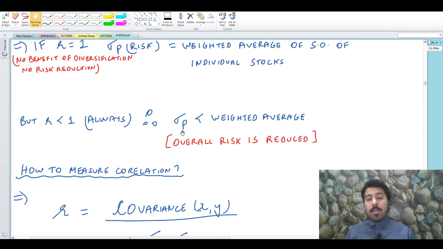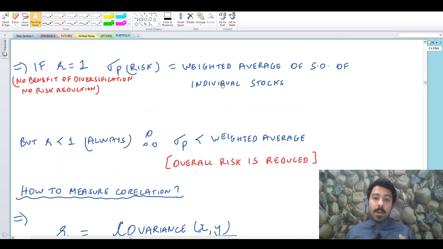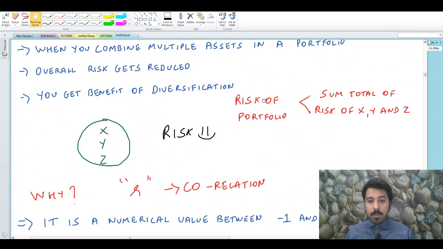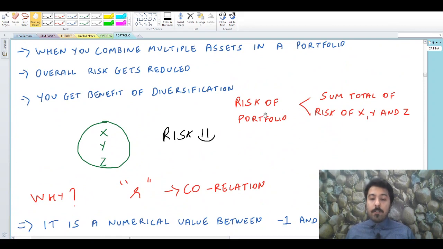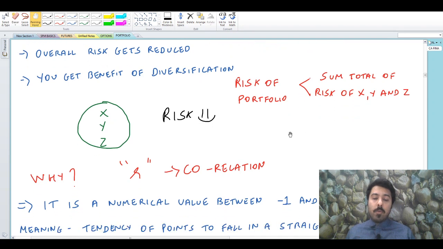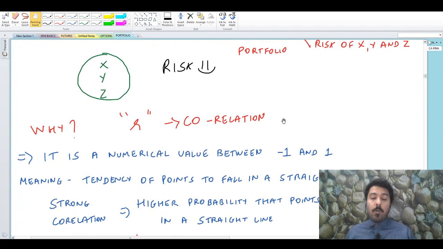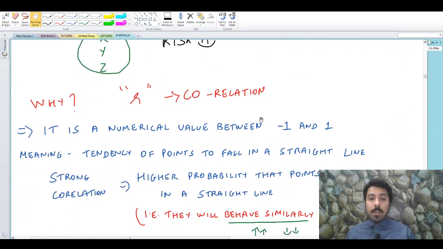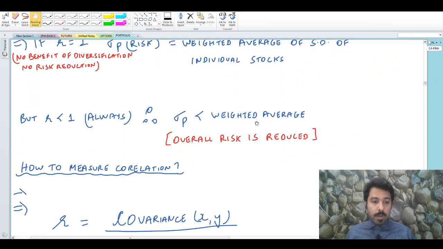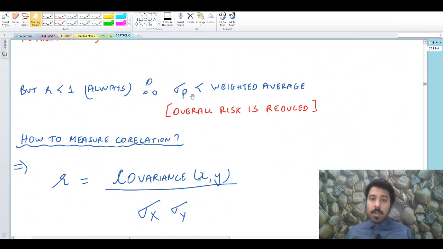Basically, MPT says that when you combine stocks in a portfolio, overall risk gets reduced, and that's what's happening. The risk would have been weighted average of the standard deviation, but now it is less than the weighted average, and that's what I said. Remember, I told you that risk of the portfolio will be less than the individual risks, obviously not sum total, weighted average. That's how we calculate risk and return. So the risk of the portfolio will be less than what it would have been had they been individually invested. Okay. And overall risk is reduced, hence proved.